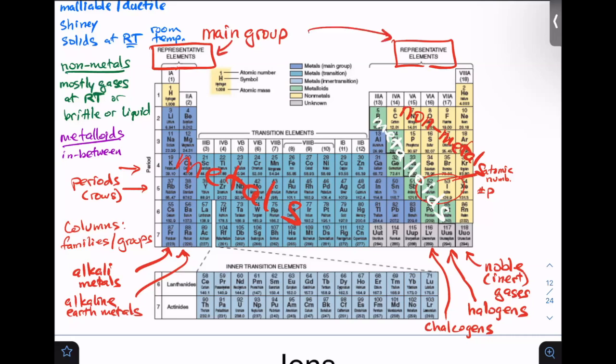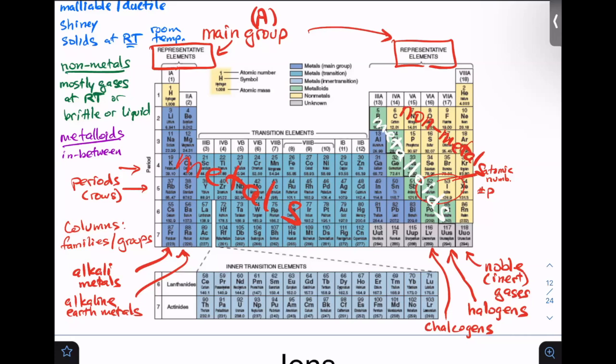And you'll notice that at the top of each column, we have numbers and Roman numerals. There's 2 systems. There's 1, 2, 3, 4, 5, 6, 7, 8, 9, 10, up to 18. And then we have Roman numerals followed by the letter A or the letter B. Unfortunately, scientists haven't agreed upon which system to use. So some periodic tables show both of them. But the A refers to whether it's a main group element or whether it's not a main group element.